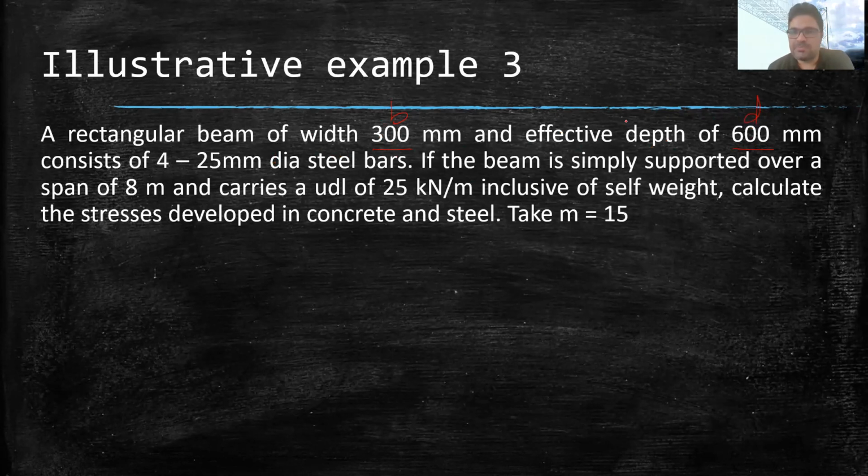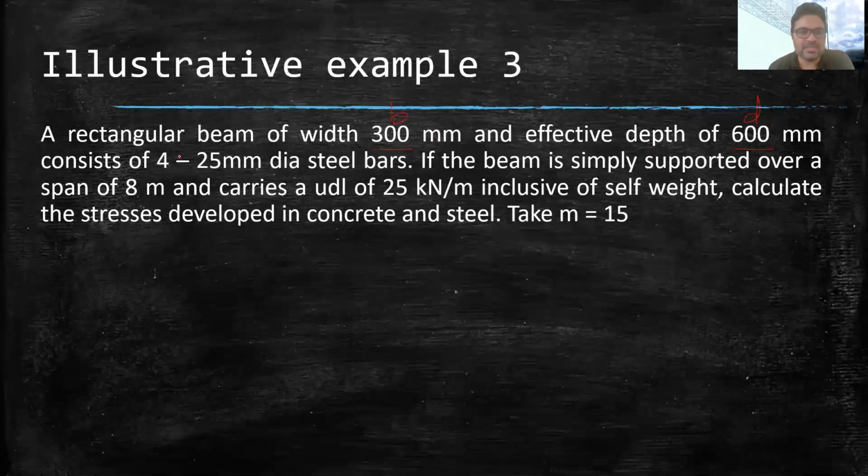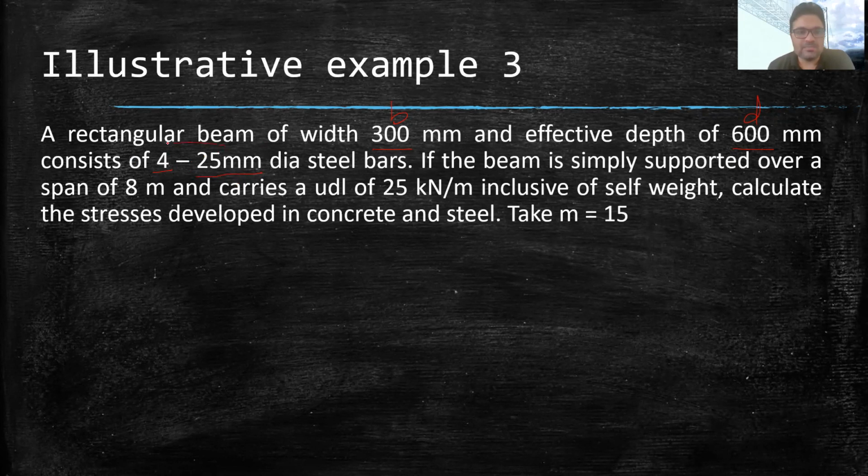So this is the beam cross section and it consists of four bars of 25 mm dia. So here you can see 4 bars of 25 mm dia. This can be expressed with this expression also. If it is written like 4-25 mm, we can read this as 4 bars of 25 mm dia.